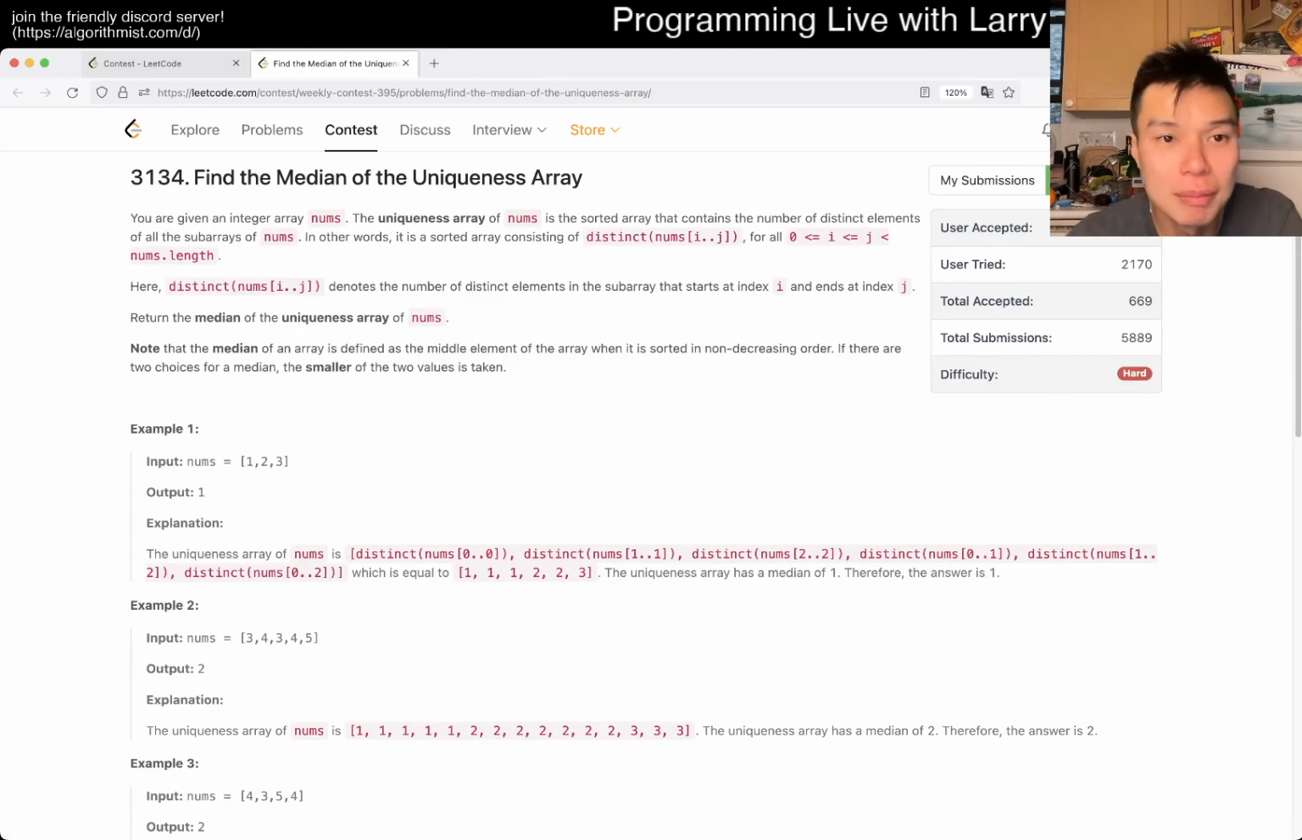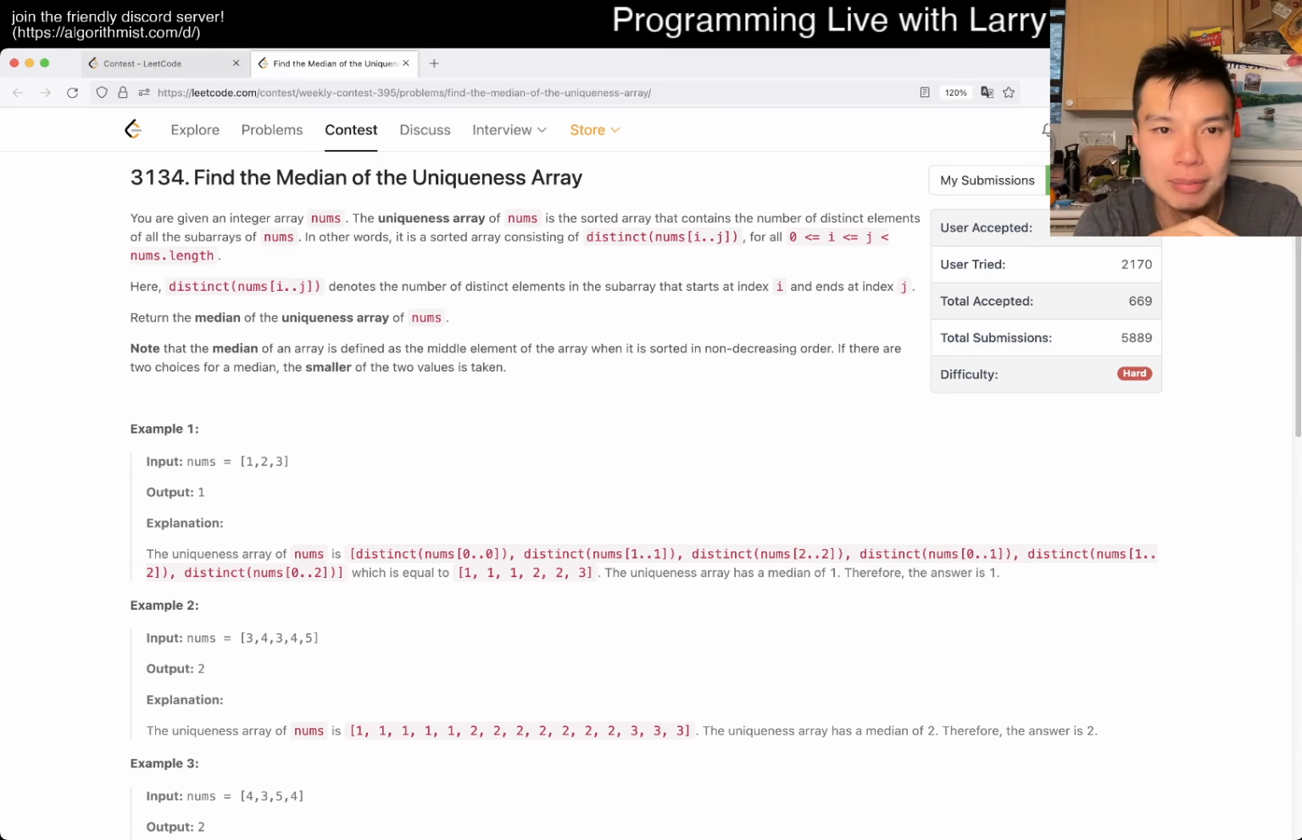Okay. Find the median of the uniqueness array. You're given an integer array nums. The uniqueness array of nums is the sorted array. Oh man, I have to read this slowly. I'm saying the words and not reading. Luckily it doesn't count. It's a virtual contest, and I already got a wrong answer. So yeah, all right.